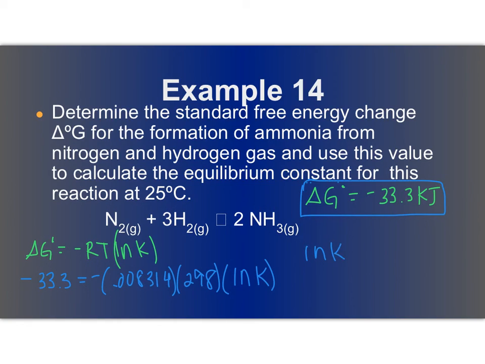After plugging it into the calculator, we will get natural log of K is equal to 13.44. If we take the inverse log of 13.44, our K will be equal to 6.59 times 10 to the 5th. That means that the reaction is product favored, and that correlates to a negative delta G. Both tell us that the reaction will proceed in the forward direction.